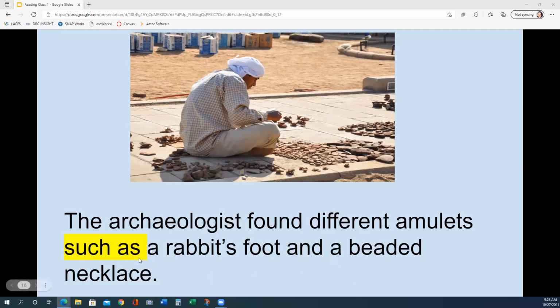So a talisman or a necklace or something that you would keep for protection or good luck is the definition of amulet. And they're giving you that definition by making a comparison using "such as" as the key phrase there.